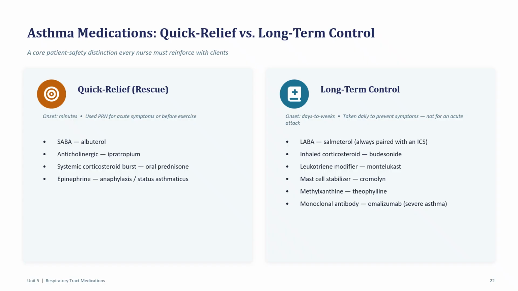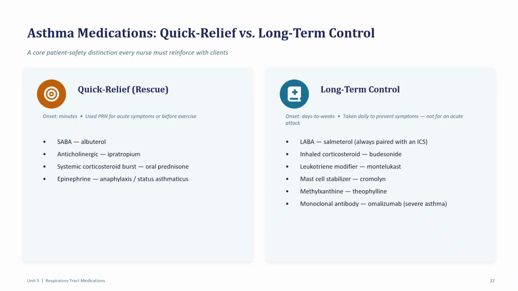So look down that quick relief column. Albuterol, ipratropium, an oral steroid burst, epinephrine. So what do you notice here? Every one of those we already discussed, and I specifically flagged the speed of onset for each one of these. That wasn't a coincidence. I was building that list for you slide by slide.